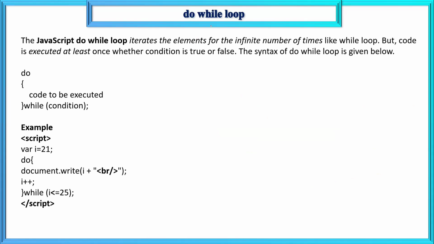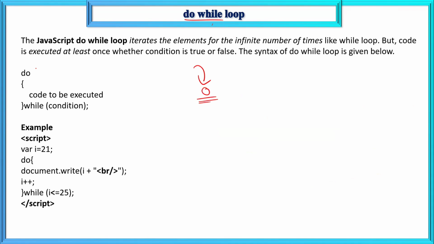Next, do while loop. What is the main difference between do while and while? In the while loop, first the condition is evaluated. If the condition is true, then only we enter into the body. Suppose if the condition is false, the while loop is executed zero number of times.